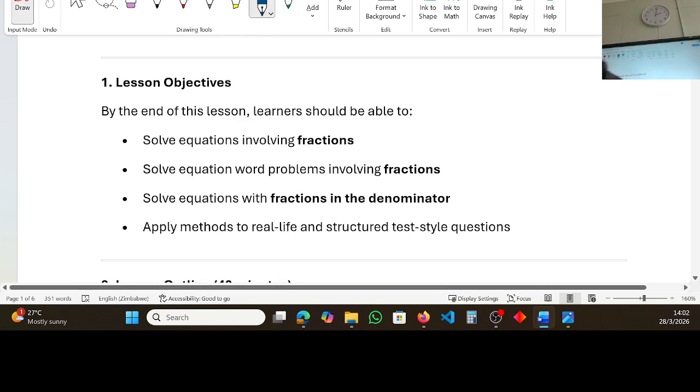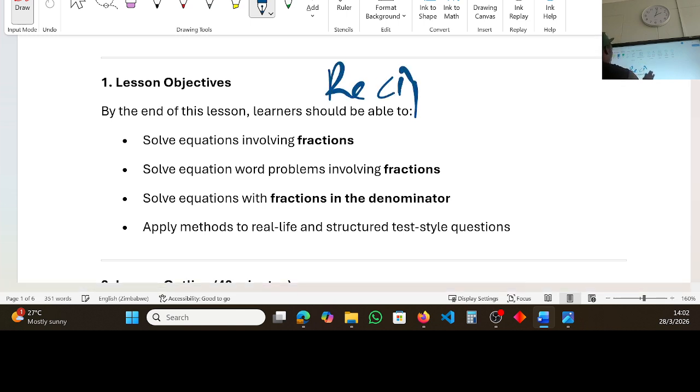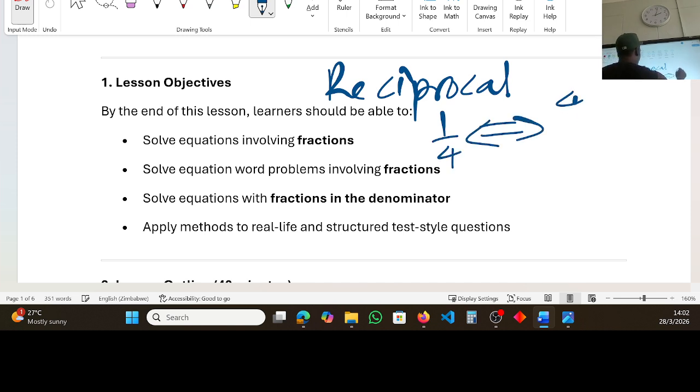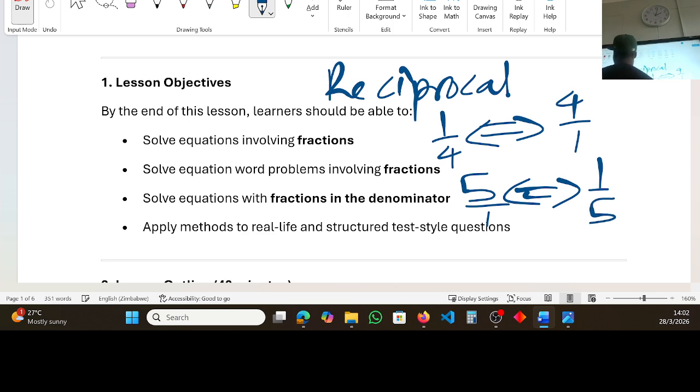All right. So I mentioned the term reciprocal, which we said is just the opposite of a fraction. So if I have a fraction like 1 over 4, then the reciprocal becomes 4 over 1. If I have 5, which is a whole number, as a fraction we'll make it 5 over 1. Using the same sense, the reciprocal of 5 becomes 1 over 5.